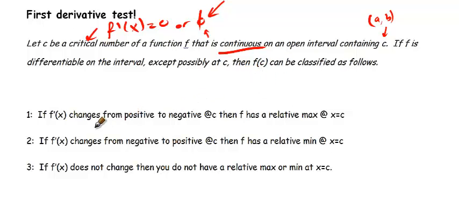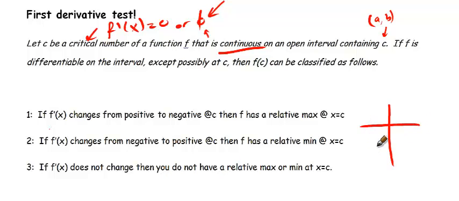So what happens? If the derivative changes from positive to negative at C, then it has a relative maximum at that point. If the derivative changes from negative to positive at C, then it has a relative minimum. Now what happens if it does not change? Then you do not have a relative max or relative minimum. So what's that look like?